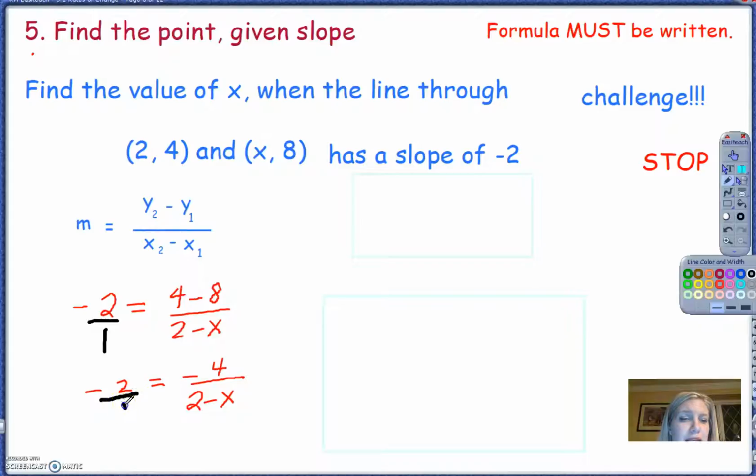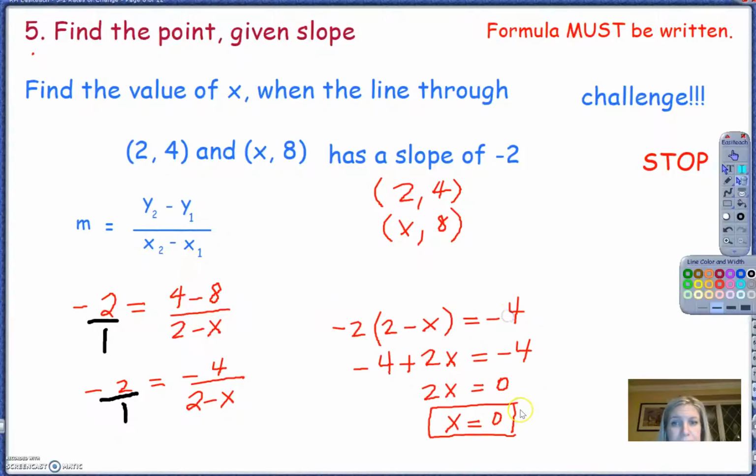Now I'm going to make it into a proportion, and I can solve my cross products. I'll get negative 4 equals, and then I have negative 2 times 2 minus x. Here we go. When you distribute that, and then you solve, you'll get that x equals 0. And that's a challenge one. We'll work on more of those tomorrow.